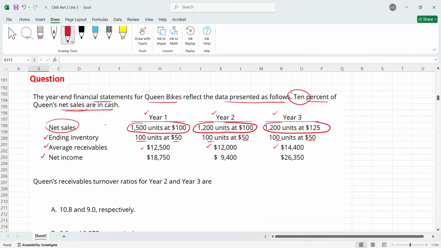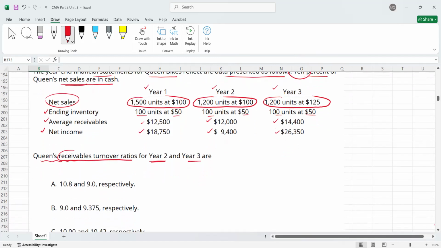Then we got net income for each year. Now the question is that you have to calculate the receivables turnover ratio for year 2 and year 3. Very simple. We know the turnover ratio formula is net credit sales divided by average account receivables.